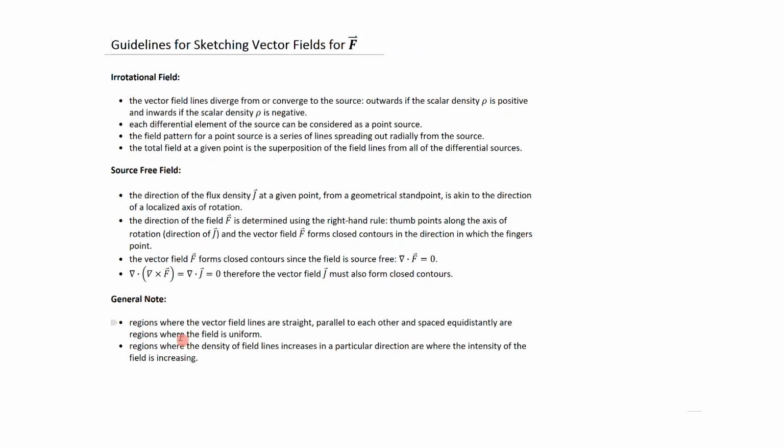Okay, general note. Regions where the vector field lines are straight, parallel to each other, and spaced equidistantly are regions where the field is uniform. Secondly, regions where the density of field lines increases in a particular direction are where the intensity of the field is increasing. So these are just guidelines that help you determine how to go about sketching field lines.